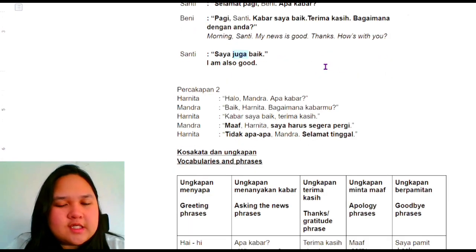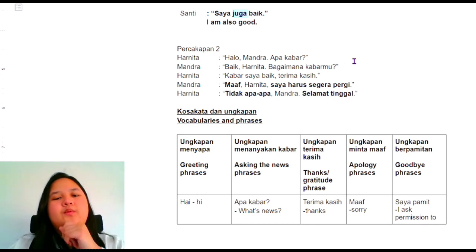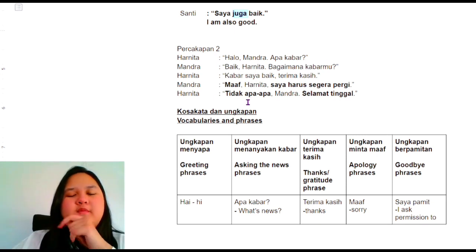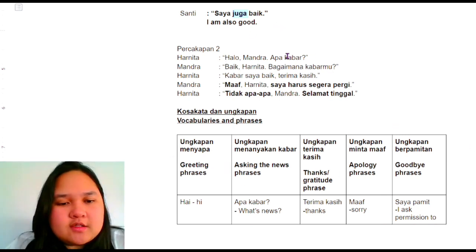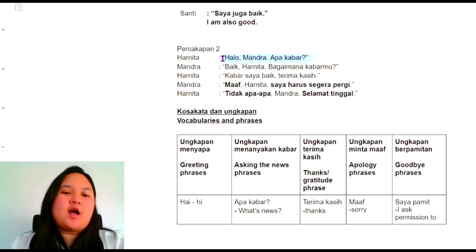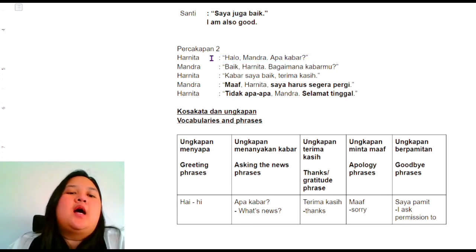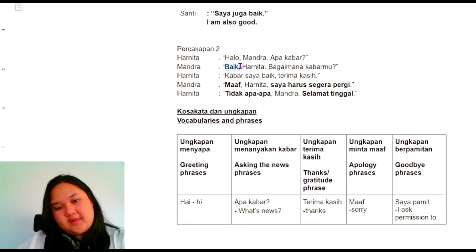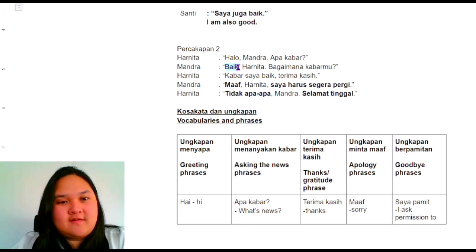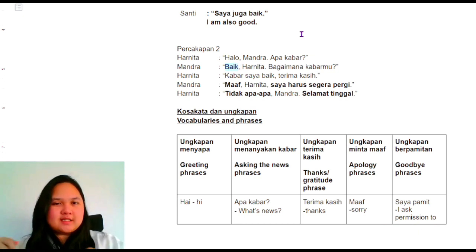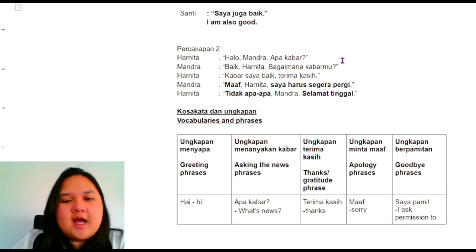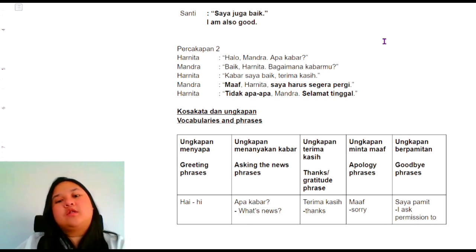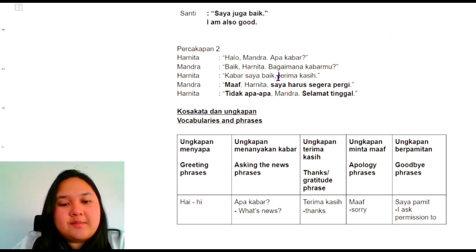And then the conversation number 2. Here we will also see some words that we didn't really see and that are not covered in the table. So let's see. Halo Mandra, apa kabar? Hi Mandra, how are you? What's news, right? And he answers, baik. Hanita, baik, it's good, right? Baik, like bike, bicycle. Baik, Hanita, bagaimana kabarmu? Good, Hanita. How's your news? And then, kabar saya baik. My news is good, thanks.